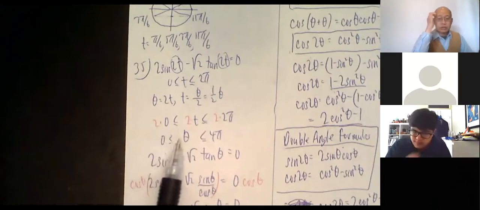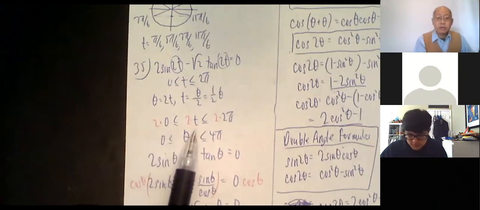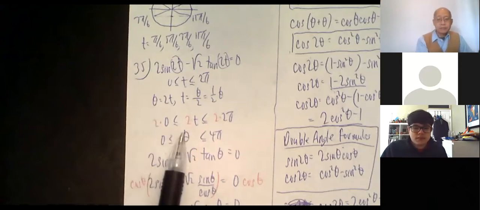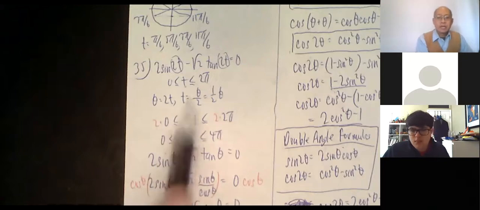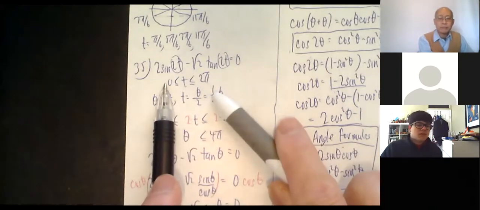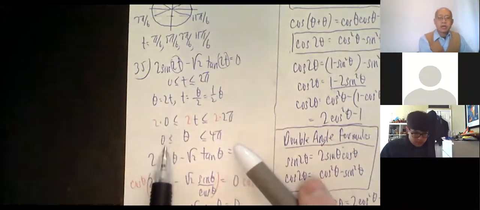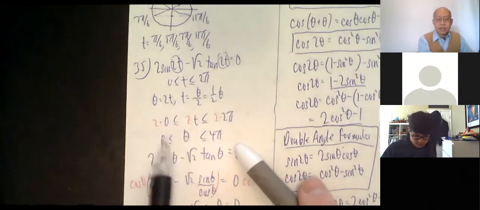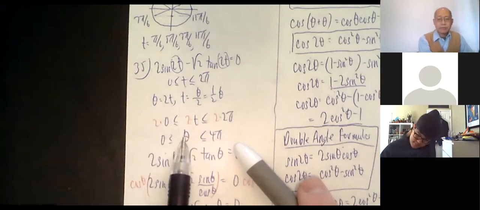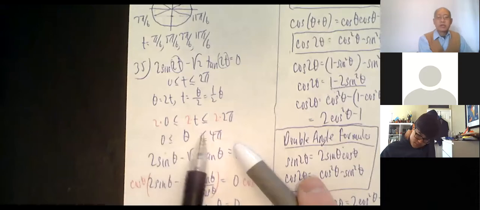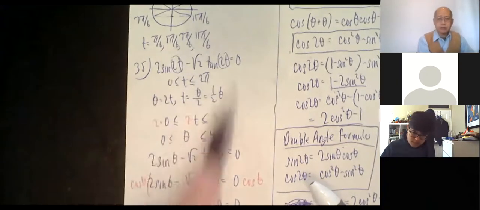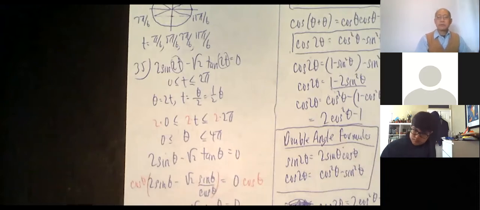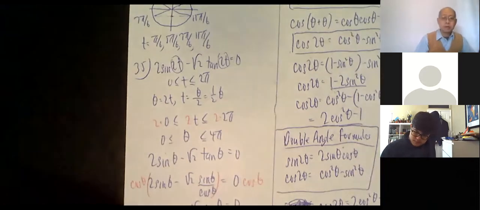So 0 less than or equal to 2t, but what is 2t? Theta. Less than or equal to 2 times 2 pi, 4 pi. So if t is between 0 and 2 pi, theta is between 0 and 4 pi. See, I need a relation in theta because they're related this way. So 4 pi is 2 revolutions. So as I'm solving it in theta, I have to go around the circle twice. So I got to keep that in mind.